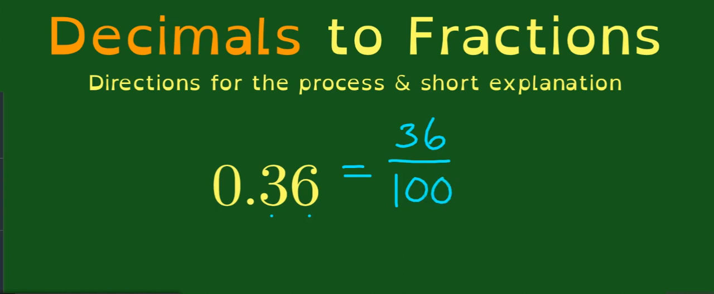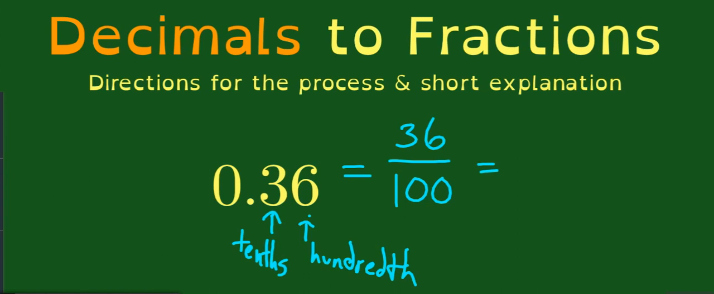Granted, that all is based on knowing your place value. Here we have the tenths, and here we have the hundredths. So this is 36 hundredths, and it can very quickly turn into a fraction, and then we go through our next process of reducing, however you want to do it.